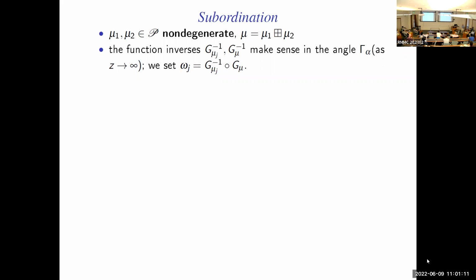Now the Cauchy transforms G mu, G mu 1, G mu 2 have inverses defined in some angles at infinity. And omega j is defined as G mu j inverse composed with G mu. This is defined on some open angle.